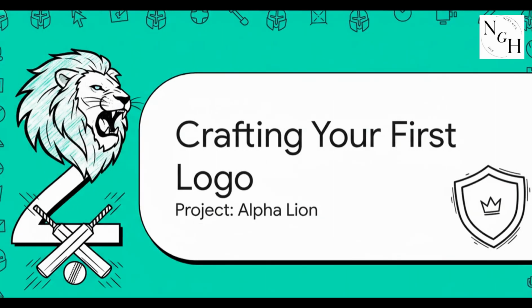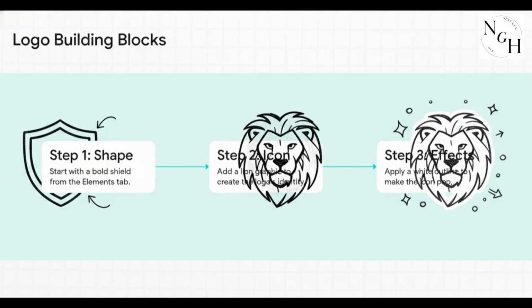All right, time for our first project. Let's get to it. We're going to create a logo for a made-up cricket team. We'll call them the Alpha Lion Warriors. This is the perfect way to get a feel for the fundamental building blocks of how design works inside Canva. So building a logo like this, it's really just a simple layering process. It's way easier than it looks.